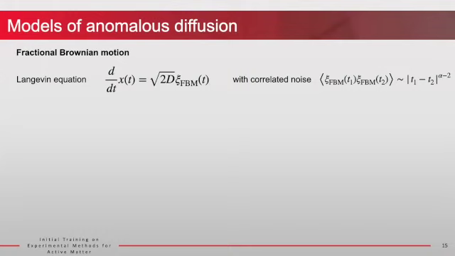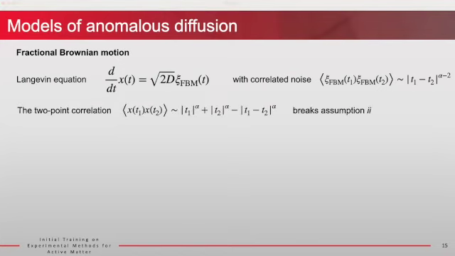in which we modify the noise term, the term that takes into account the fluctuation due to the interaction of a particle with the environment. This noise is basically uncorrelated. Here we have a correlated noise, and the correlation has a power law with respect to the difference of times.